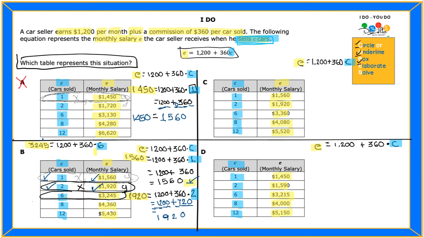Okay, order of operations, we have to do this multiplication first. We're gonna do it on the side. And on the side, I'm gonna multiply 360 times 6. 6 times 0, 0. 6 times 6, 36. 6 and I carry 3. 6 times 3, 18. 18 plus 3, that's 21.